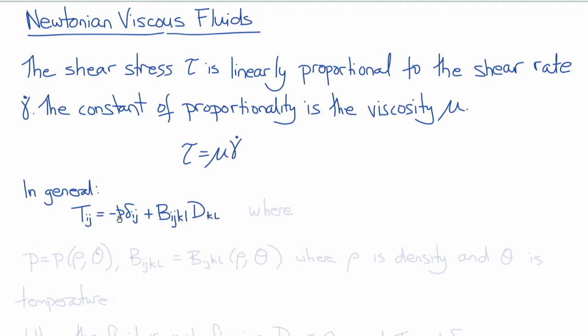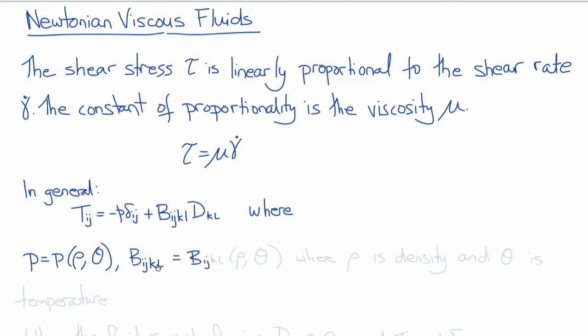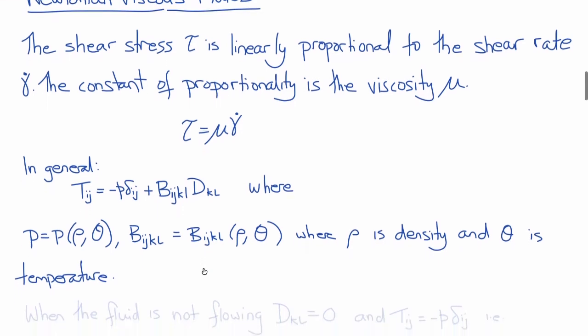Tij is equal to minus P delta ij plus Bijkl times dkl, where P here is the hydrostatic pressure, which is a function of density and temperature, and this quantity here, this fourth order tensor Bijkl, which can also be a function of density and temperature, is the fourth order tensor of coefficients relating the stress to the rate of deformation.